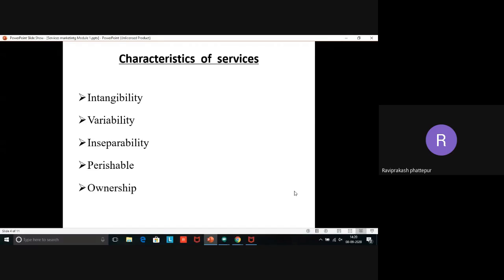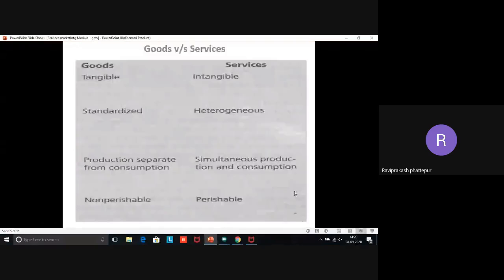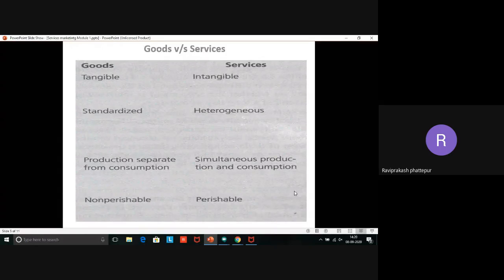Okay. Next is goods versus services. Again, this is one of the important questions. What are goods and services, or what are the differences between goods and services? Goods are tangible. What do you mean by tangible?